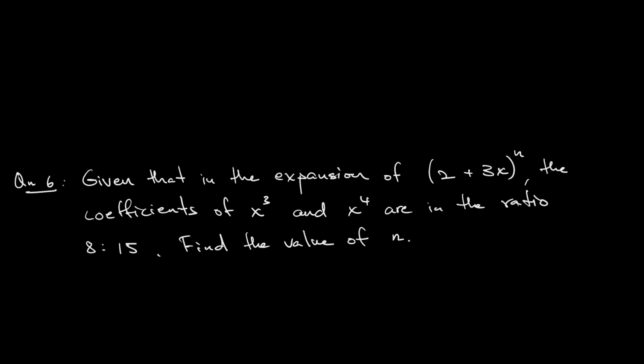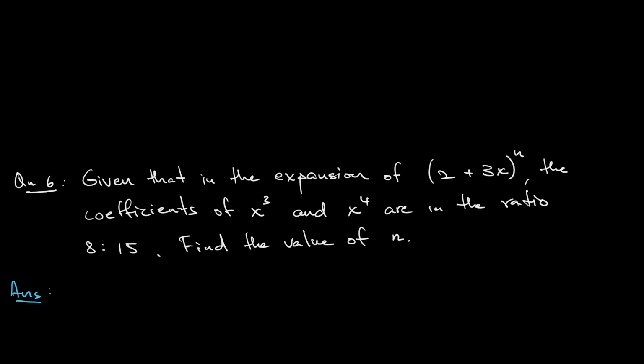Okay, moving on. Question 6. Given that in the expansion of (2 + 3x)^n, the coefficients of the term that has x^3 and x^4 are in the ratio of 8 to 15. The question asks, what is the value of n? Right, with this constraint, what would be the value of n? Okay, let's try.